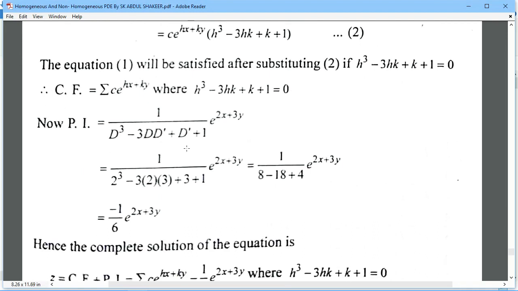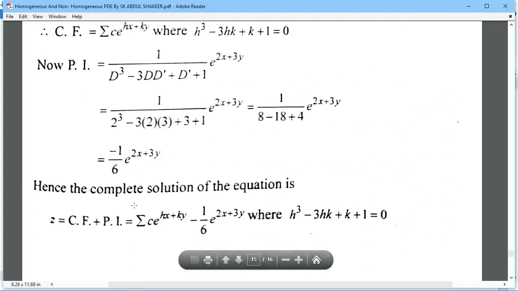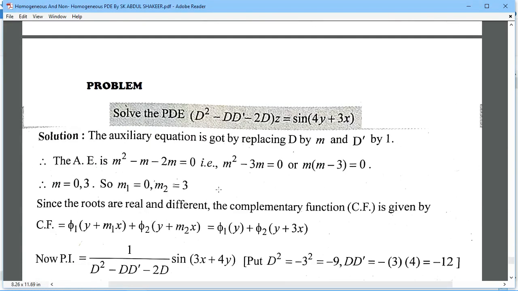Now coming to the particular integral, that is 1 by f of D, D dash of capital F of x comma y. Here comparing e power 2x plus 3y with e power ax plus by, a is 2 and b is 3. So D is replaced with 2 and D dash is replaced with 3. Simplifying the denominator function, we get the denominator as a minus 6. Clearly it is non-zero, so the particular integral is clearly obtained. Hence adding CF and PI gives the required complete solution.